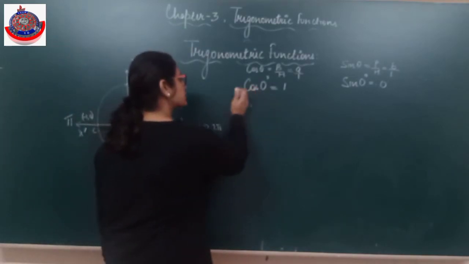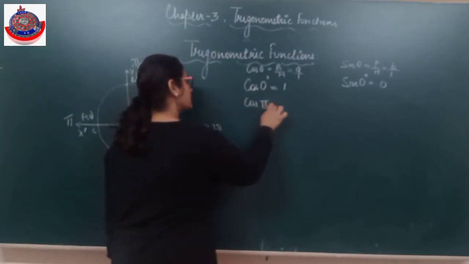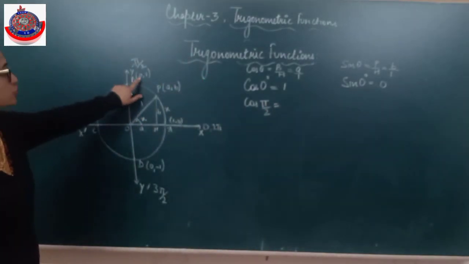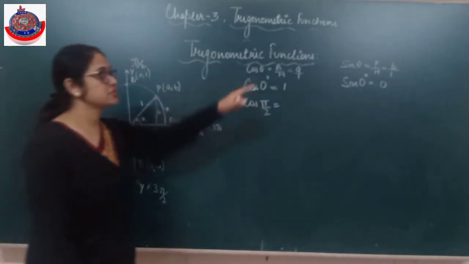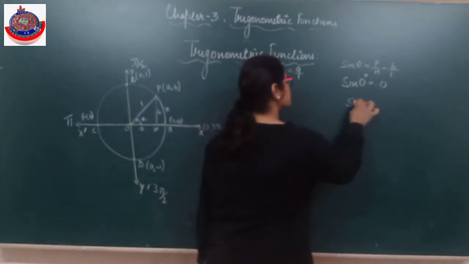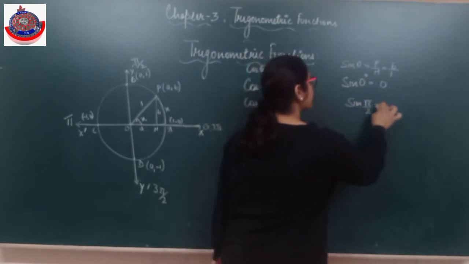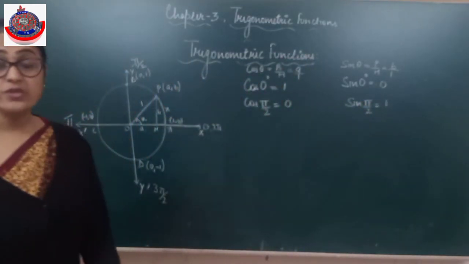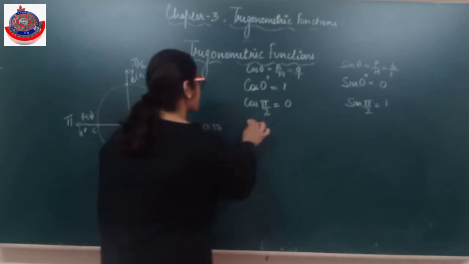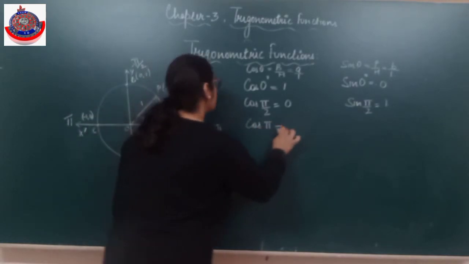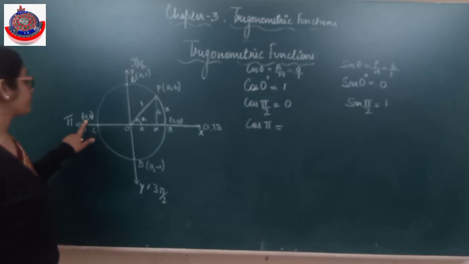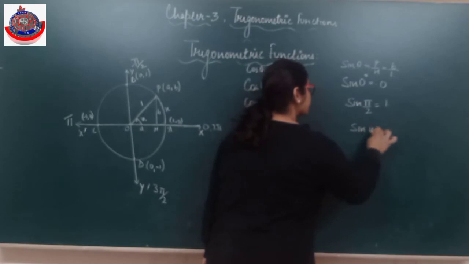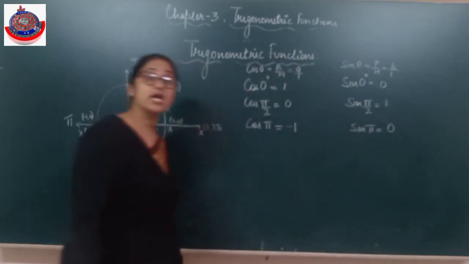Now coming to cos pi by 2. This is pi by 2's line. So what is A? 0, and 0 by 1 is 0. Now sin pi by 2 is B upon H. B is 1 there, and 1 by 1 is 1. So cos pi by 2 is 0 and sin pi by 2 is 1. Coming to cos pi, what is the value of A? Minus 1, so minus 1 upon 1 is minus 1. Coming to sin pi, the value of B is 0, and 0 by 1 is 0.